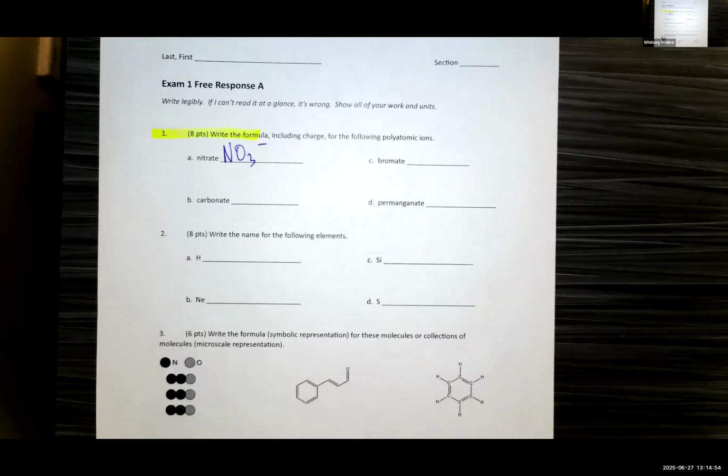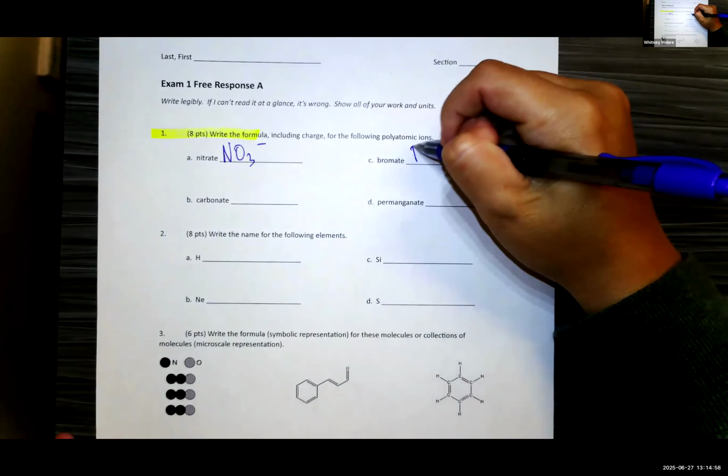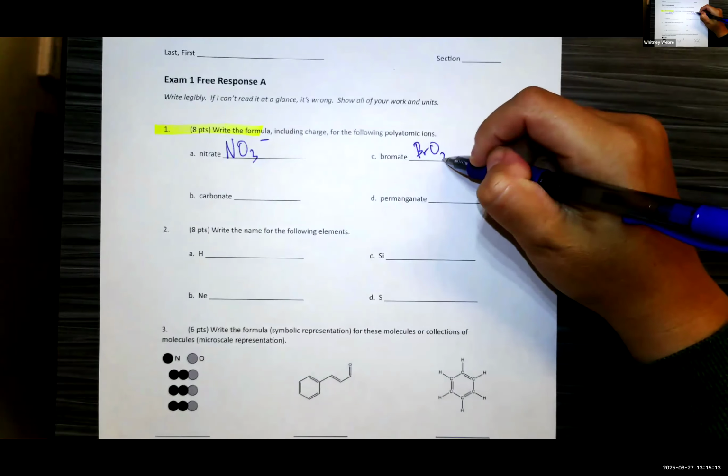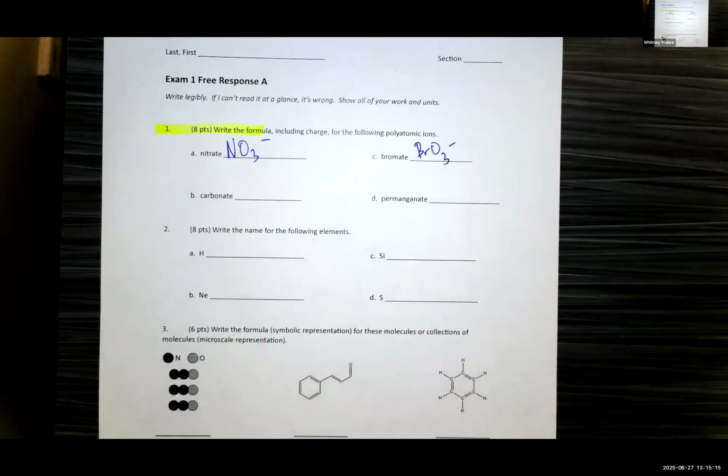Okay. I'll tell you now, anything with a bro in it is going to be bromine. And it'll have oxygen. So we don't know if it's BrO2, BrO3, BrO4. I think if it's BrO2, it's like something else, but this is BrO3 and a -1 charge. That's just going to require reviewing before the exam.